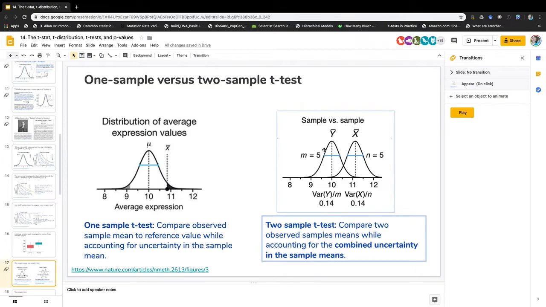Okay? Does that make sense? We'll get into more detail, but does that make some intuitive sense? Okay. So we're still comparing means. It's just the uncertainty is even greater now because we've got two different groups that have their own uncertainty about them.